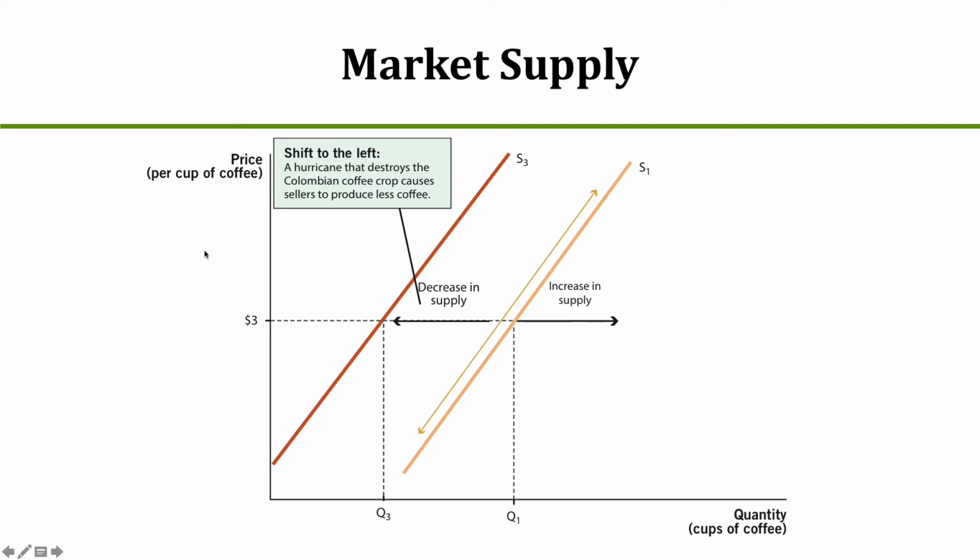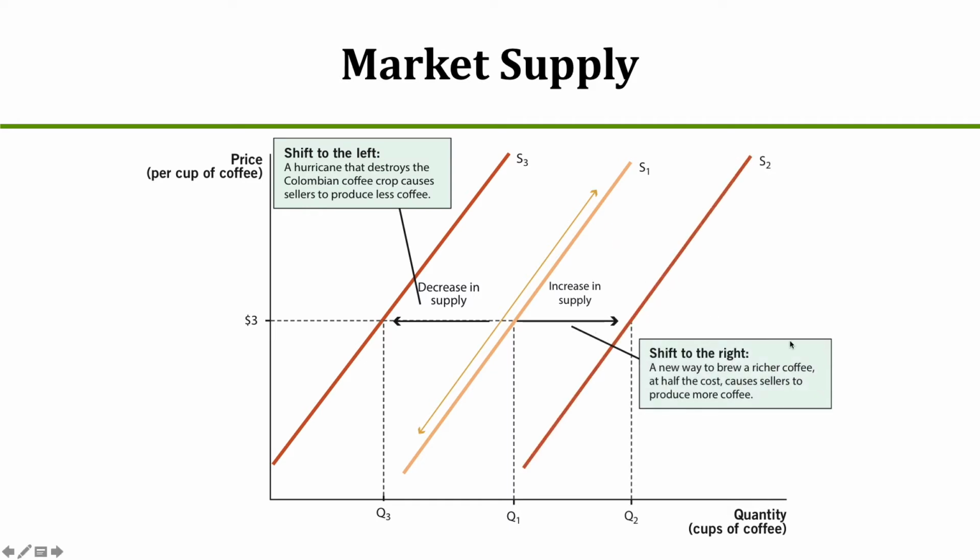On the other side, supply can increase. Here, a new way to brew a rich coffee at half the cost. So basically, the suppliers, producers, they find a new way. Maybe they have a better technology. That better technology helps producers to produce that coffee for half the cost. So their cost structure totally changes, which will affect the production process. So the supply is increasing, and it will shift from S1 to S2, and we will call that an increase in supply, and the supply will shift to right or up.